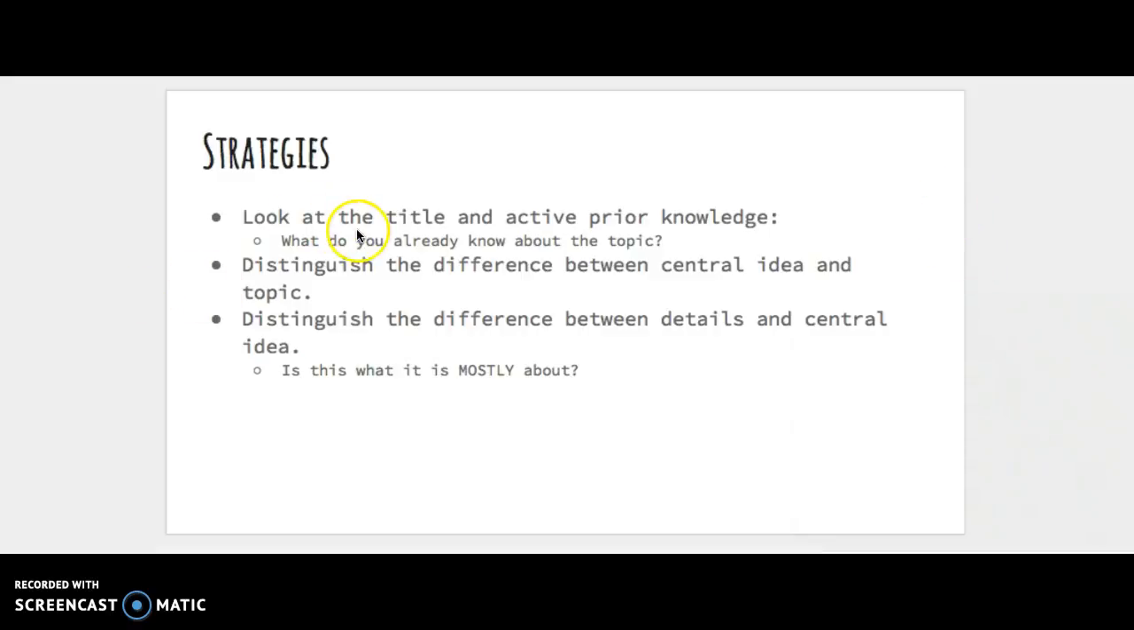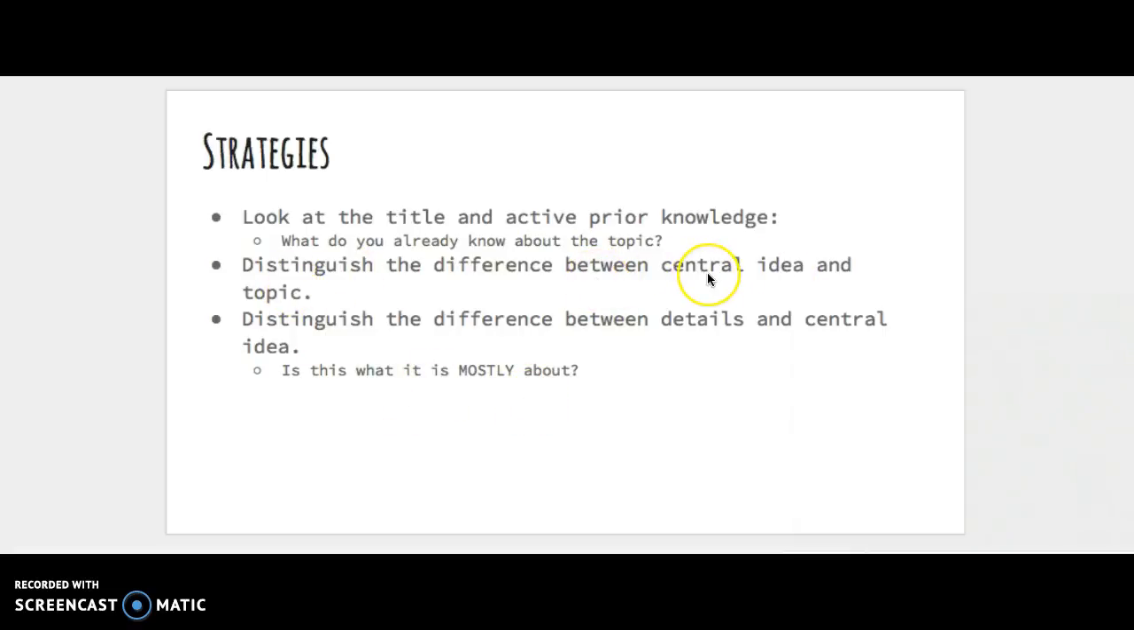So, look at the title and activate your prior knowledge. If you don't have any prior knowledge, then just skip this step. But if the title is something like gorillas, well, what do we already know? What do you already know about gorillas? Ask yourself that question. So without even reading the article, you're already going into it with some type of knowledge of it.